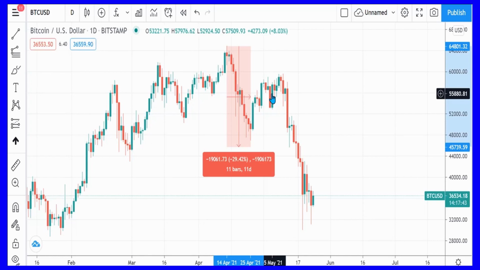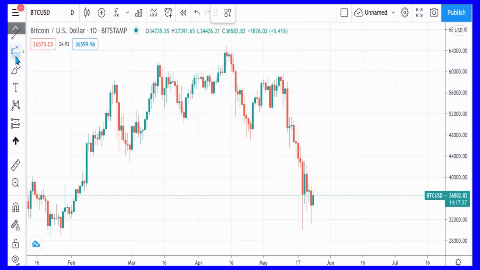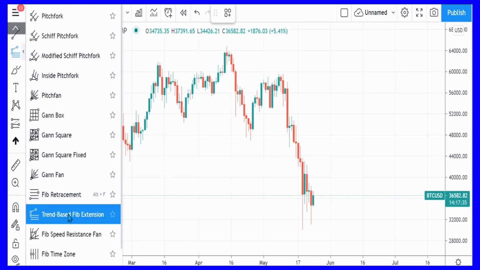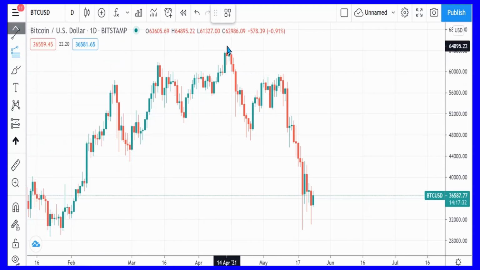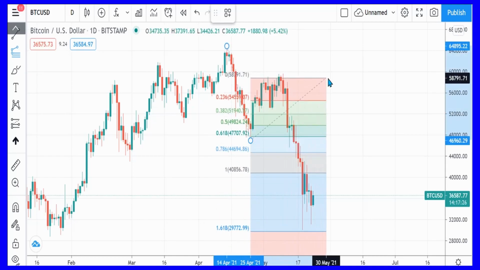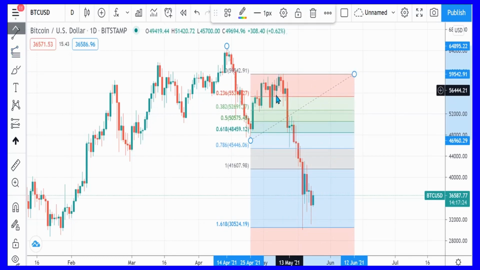Okay, so next in our analysis, once we understand that, we're going to use this particular tool, known as the trend-based Fibonacci extension. We're going to take it from that high to this low, and then bring it to the high again, and I can extend it a bit. Now it shows you the Fibonacci levels for this Bitcoin. We will focus on level 1, level 0.618, and level 1.618.